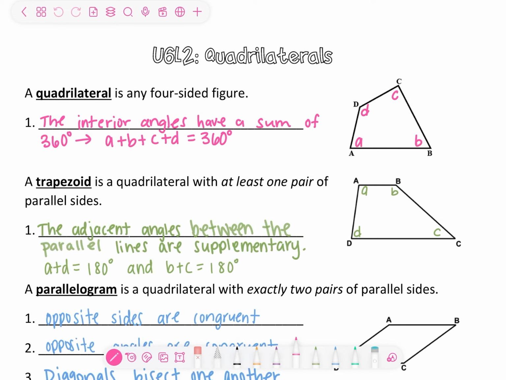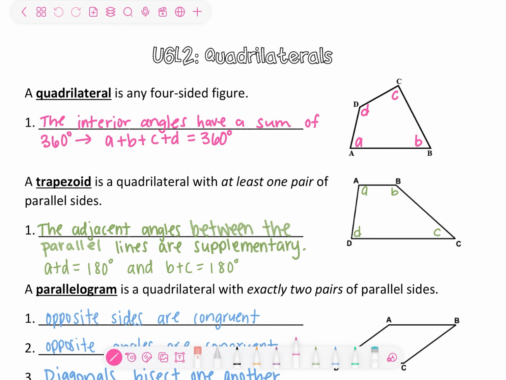Welcome to U6L2 Quadrilaterals. This is going to be a condensed version of quadrilaterals. We're going to talk about some of the main properties of different types of quadrilaterals, and we're going to go over some questions that use the properties of quadrilaterals, okay? So first of all, really important, a quadrilateral is any four-sided figure. A four-sided polygon is a quadrilateral.